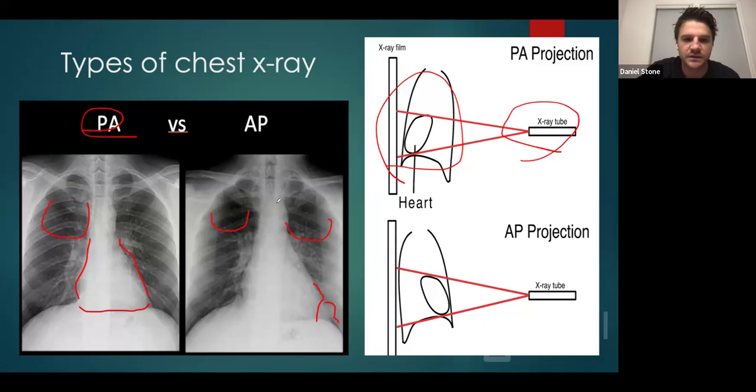and how the clavicles are situated. If you're interpreting an x-ray and you don't know, or it's not labeled whether it's AP or PA, the first thing that you can do is take a look at the clavicles. In a PA, the clavicles will usually be angled, and the AP will usually be flat.